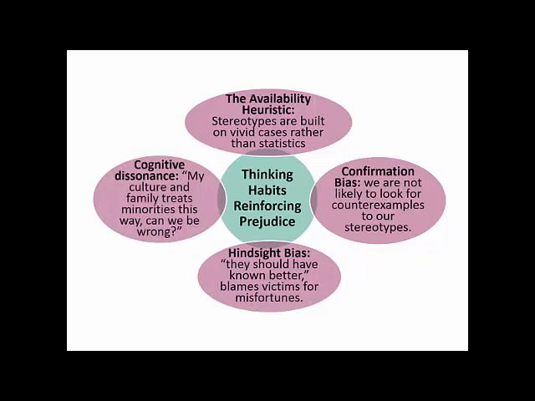So the availability heuristic, or stereotypes that are built on vivid cases rather than statistics. Confirmation bias, we look for things that support our stereotypes rather than things that disconfirm them. The hindsight bias, they should have known better, so blaming victims for misfortunes. And cognitive dissonance, my culture, my family treats minorities this way, therefore it cannot be wrong.